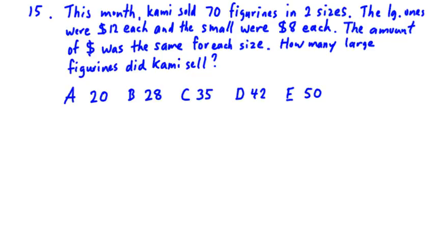Next, problem 15. This month, Cami sold 70 figurines in 2 sizes. The large ones were $12 each, the small ones were $8 each. The amount of dollars was the same for each size. How many large figurines did Cami sell?